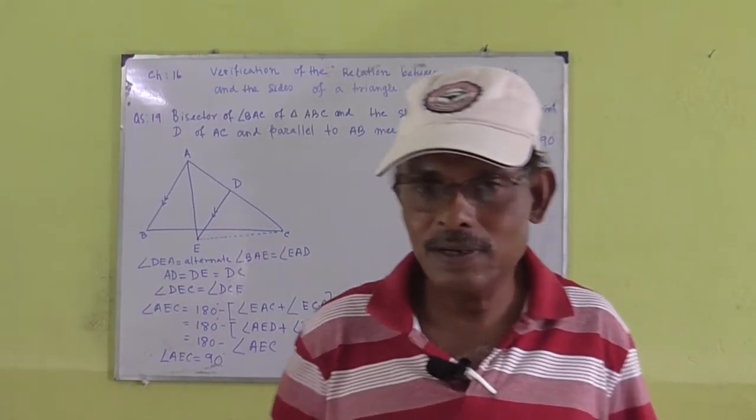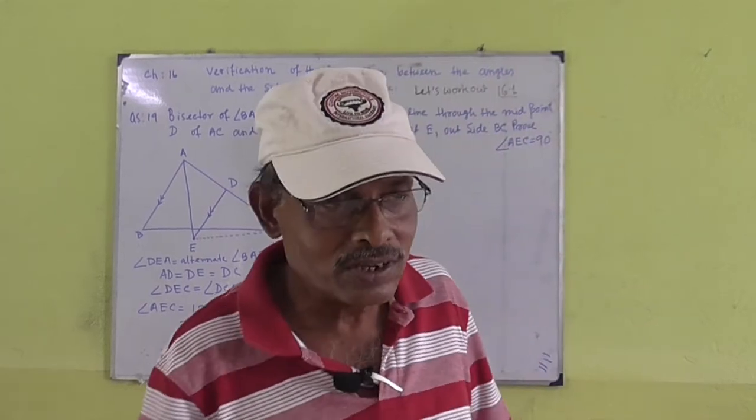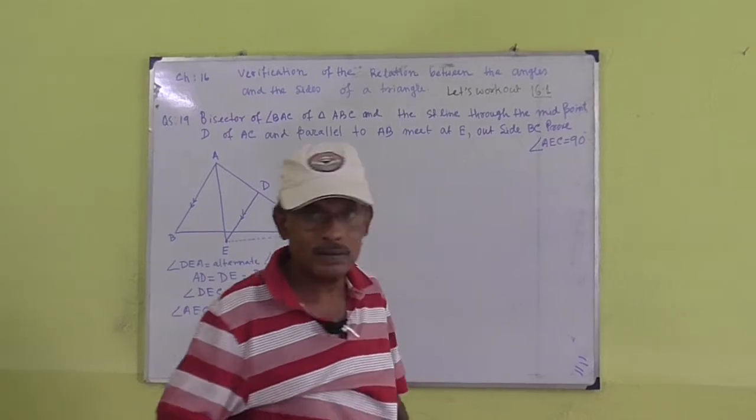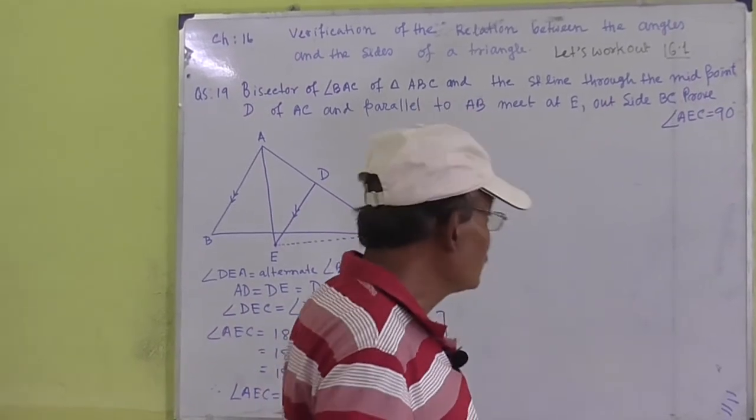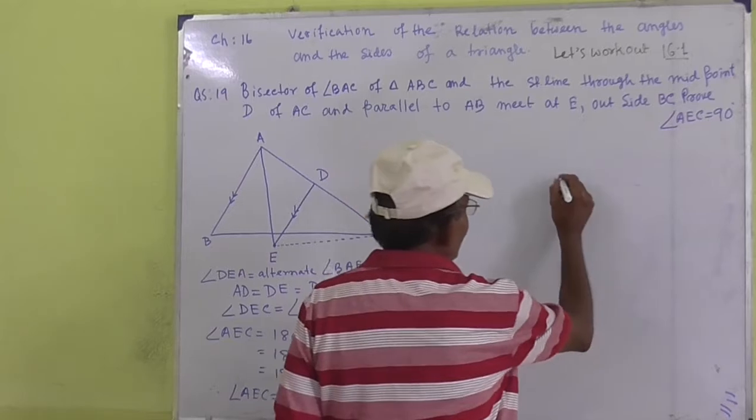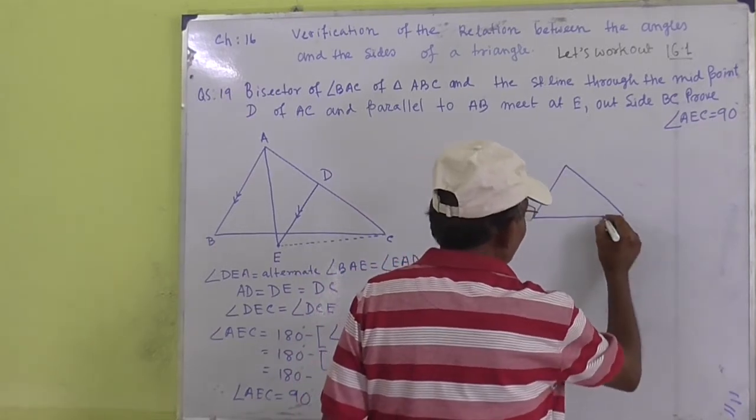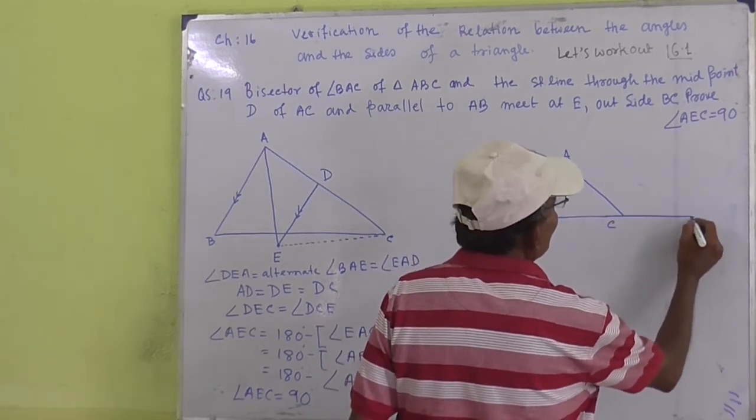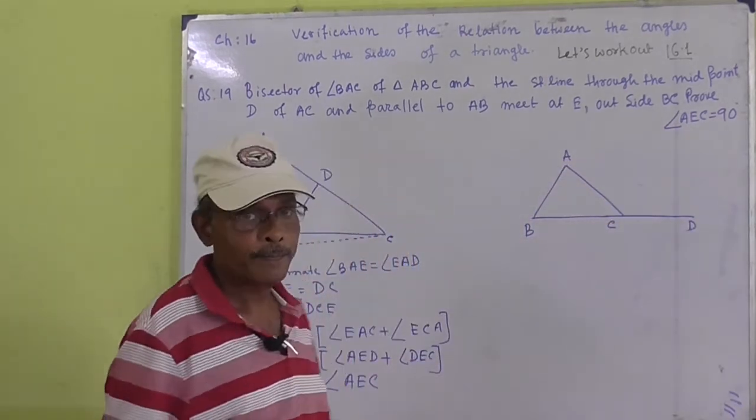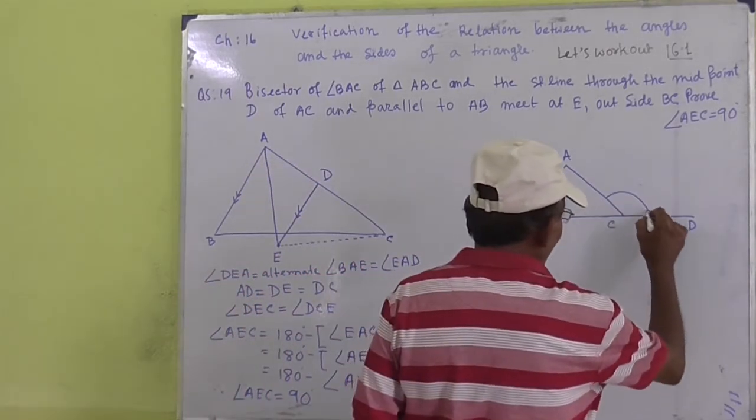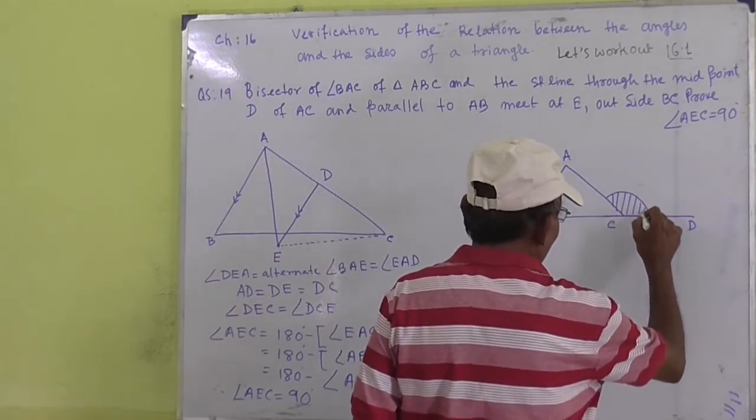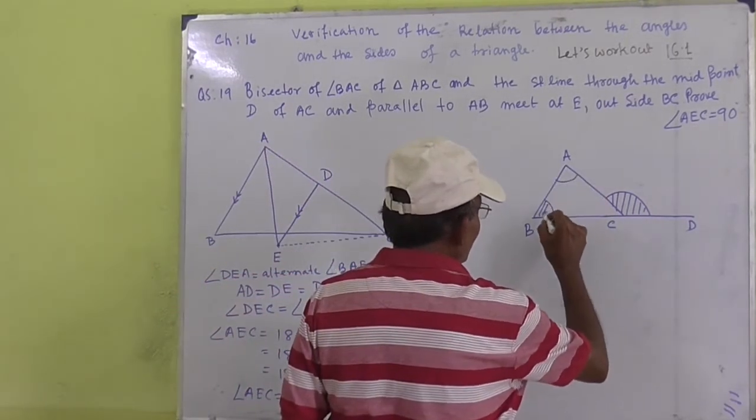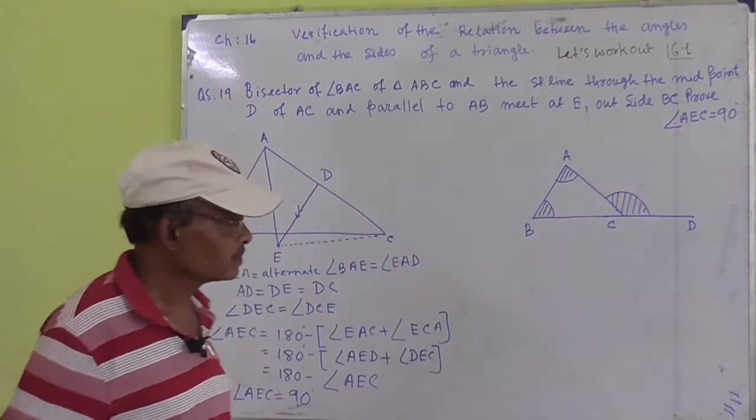Good morning students, class 8. Now I will start the theorems and their problems. Okay. The theorem is, let us take this triangle ABC. We extend BC up to D. Okay. So, the exterior angle, that means angle ACD, is equal to the sum of the opposite interior angles. This is the theorem.